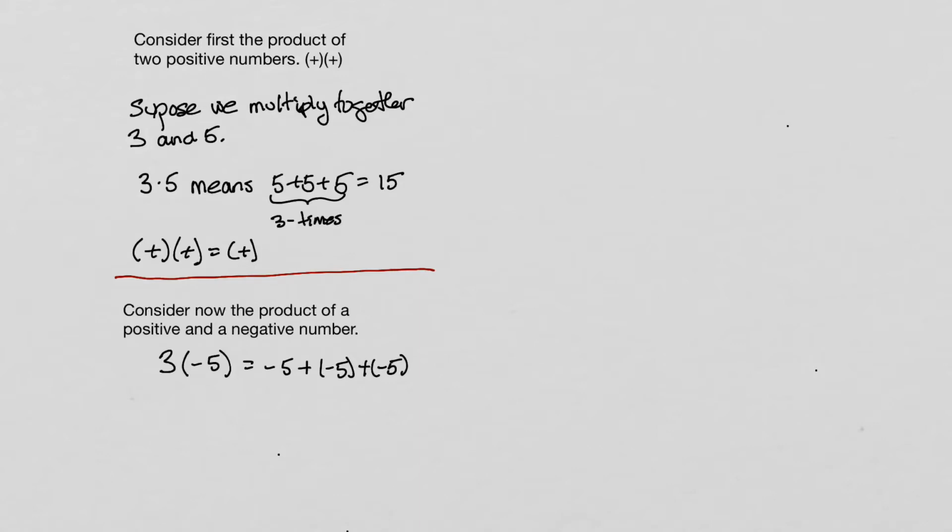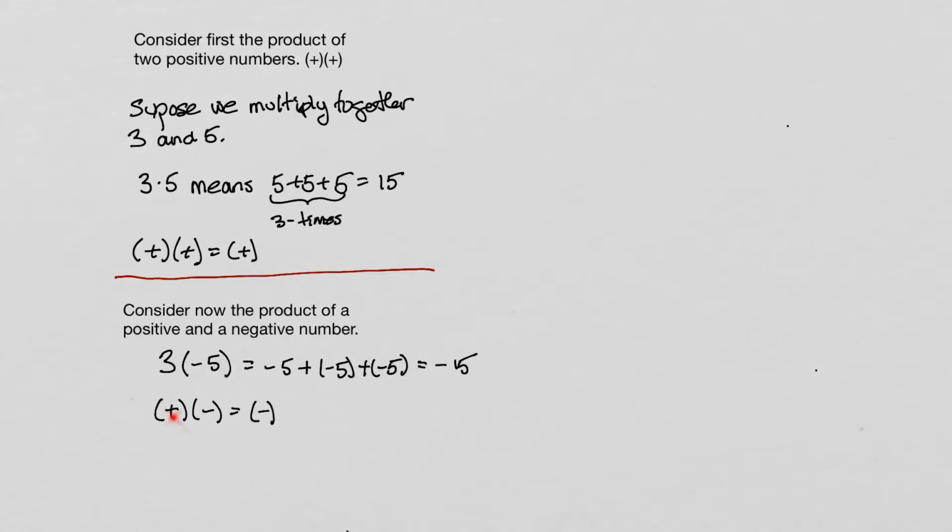And now we're adding 3 numbers that all have the same sign. So we just add their absolute values: 5, 5, 5. We get 15. And attach the common sign. So we're going to get negative 15. So this suggests that a positive times a negative gives us a negative.